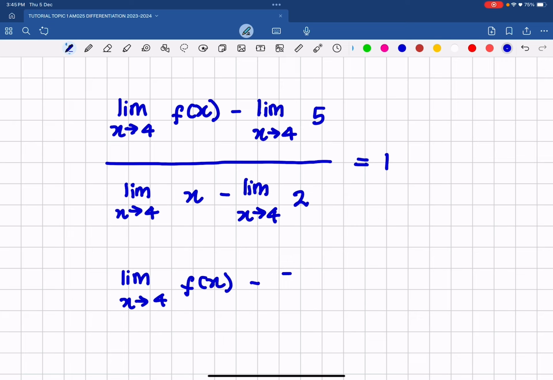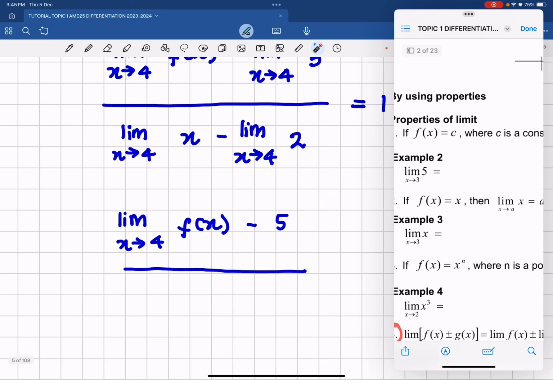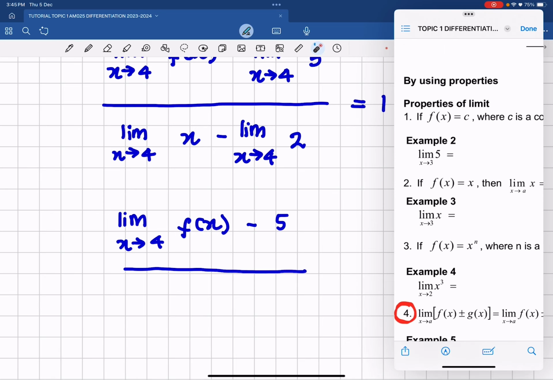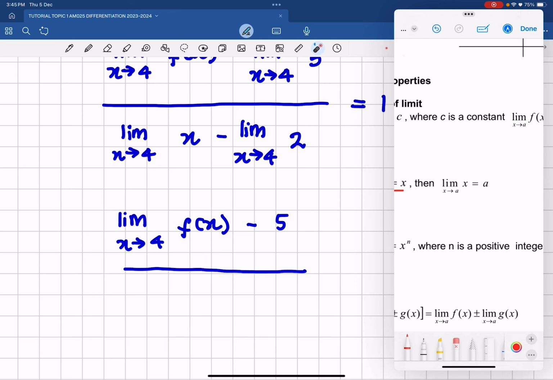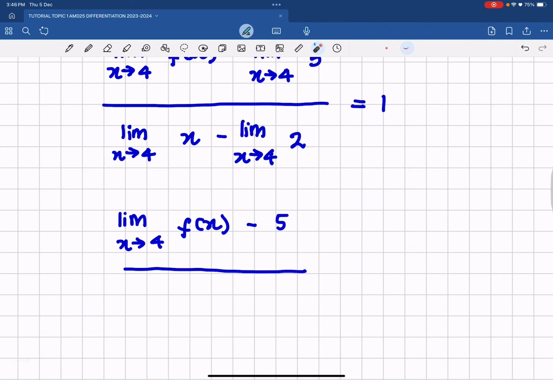4, minus 5. And we may substitute the limit as x approaches 4 of the function x. We are going to use the second property, which is if you have a function f(x) equals x, then the limit as x approaches a of the function x, you substitute a into x, so you get a. So we are going to substitute the value of 4 into x. We get 4 minus 2, which equals 1.